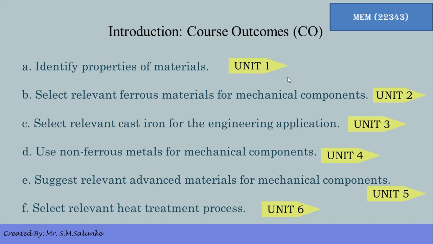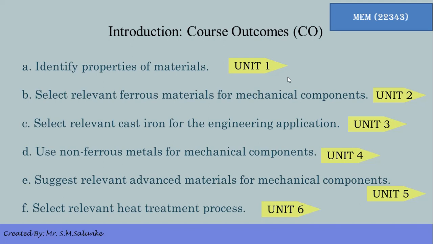Next is using non-ferrous materials for mechanical components. Here also we'll go through the various non-ferrous materials that are available to us and classify them depending upon their properties. The next course outcome is to suggest relevant advanced materials for mechanical components. Here, as the name suggests, we will be looking into various advanced materials that have come to us after certain research, and we'll find out their applications in today's day-to-day life.